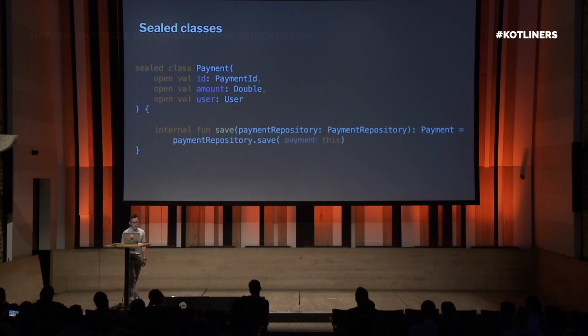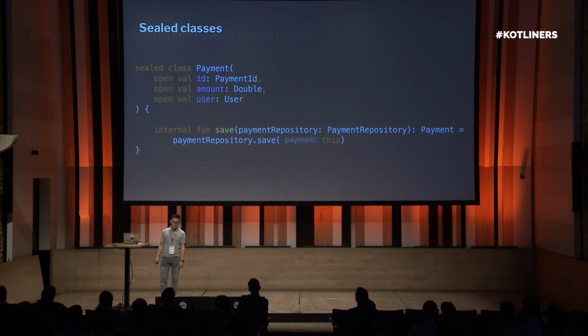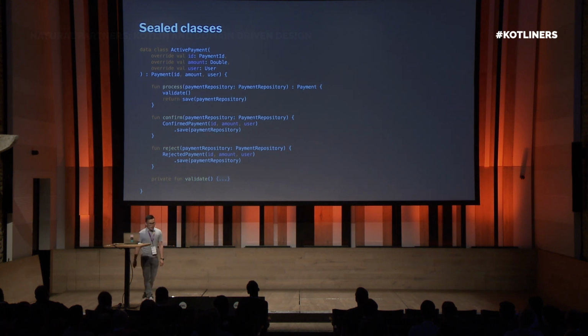An example of a sealed class would be the payment sealed class. We have three fields: ID, amount, and user. It's pretty simple, and there's only one function, which is save, so it saves to the payment repository. Pretty straightforward, I believe. And this payment class is going to have three states. The first state is active payment. Active payment extends the payment sealed class, and has three functions: process, confirm, and reject.